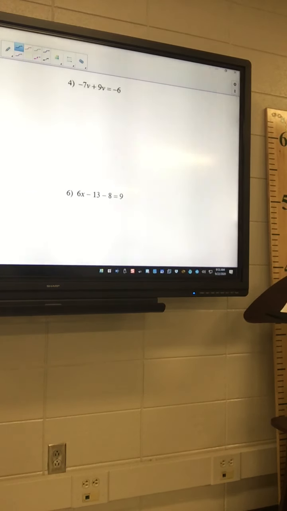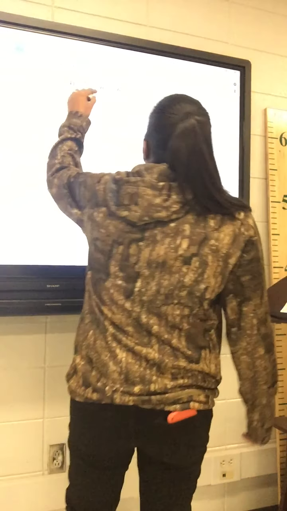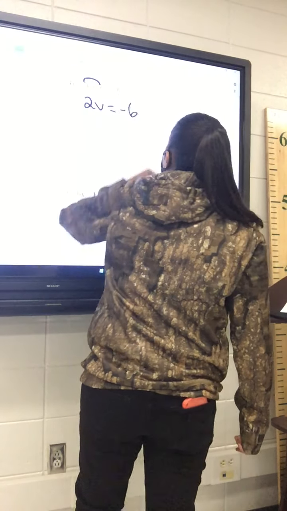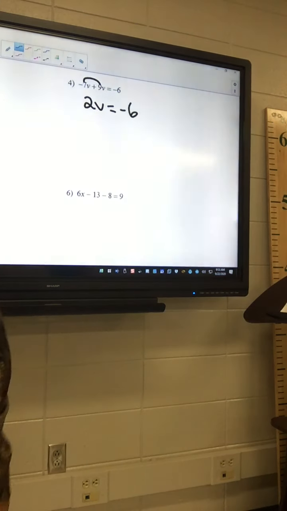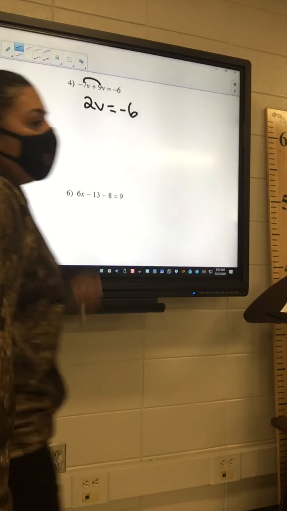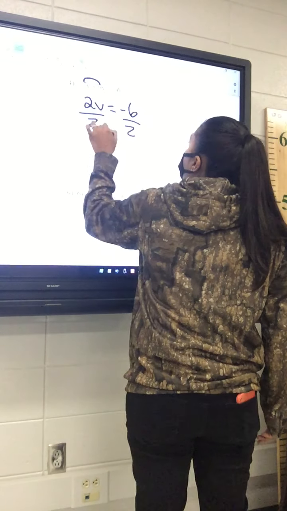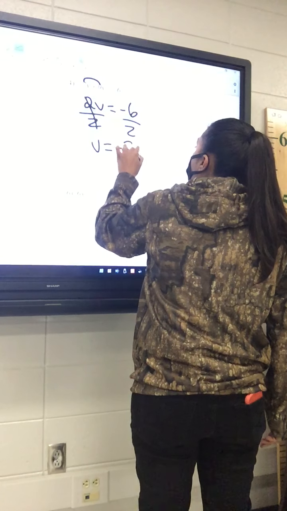Okay, look at 4. What can we combine? The -7 and the 9, to give us 2b equals -6. Okay, and then step 2 says add or subtract the kid. Do we have a kid to add or subtract? No, they don't have any kids. And then our last step is going to be to do what? Divide by 2. So b equals negative 3.